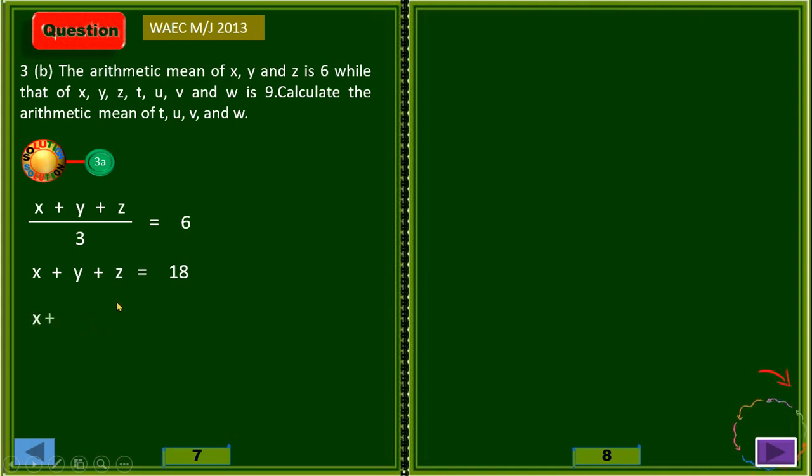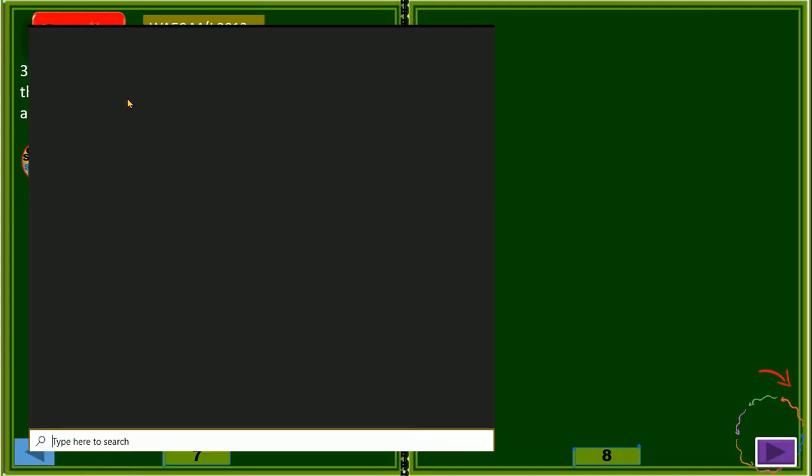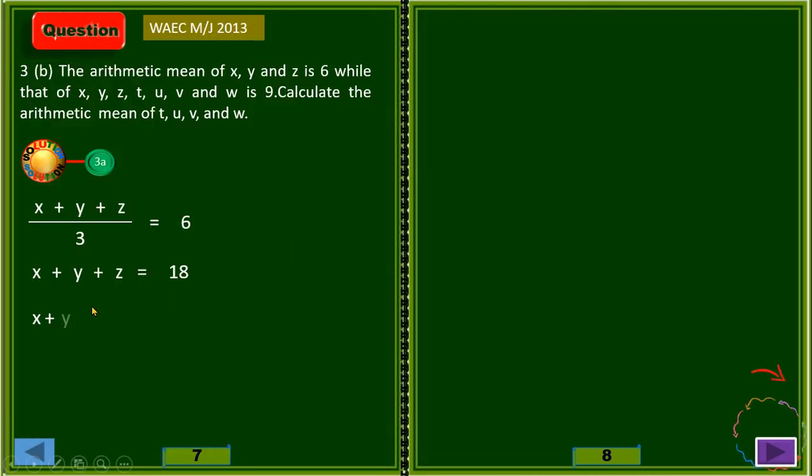Then, if we take the arithmetic mean of these numbers now, x plus y plus z plus t plus u plus v plus w, divided by the total, altogether 7. We are told that the mean will give us 9. That will be equal to 9. Then we are going to cross multiply, 7 times 9. So we have these 7 numbers, adding them and dividing by 7 will be equal to 7 times 9.